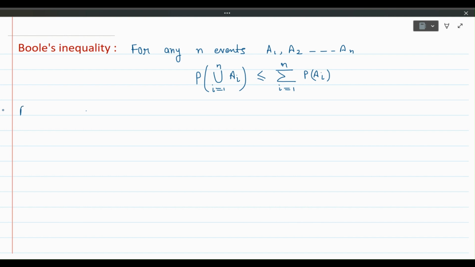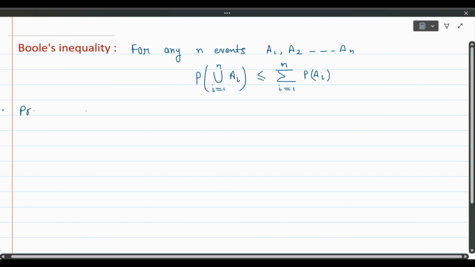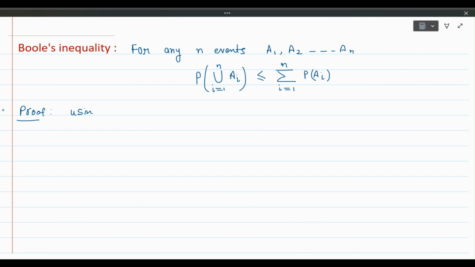So, proof using principle of mathematical induction. Okay. So step number 1. When n equal to 2.